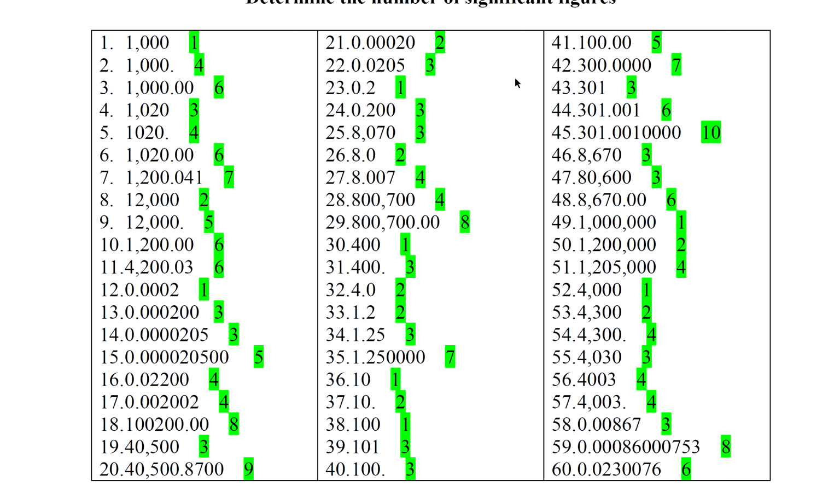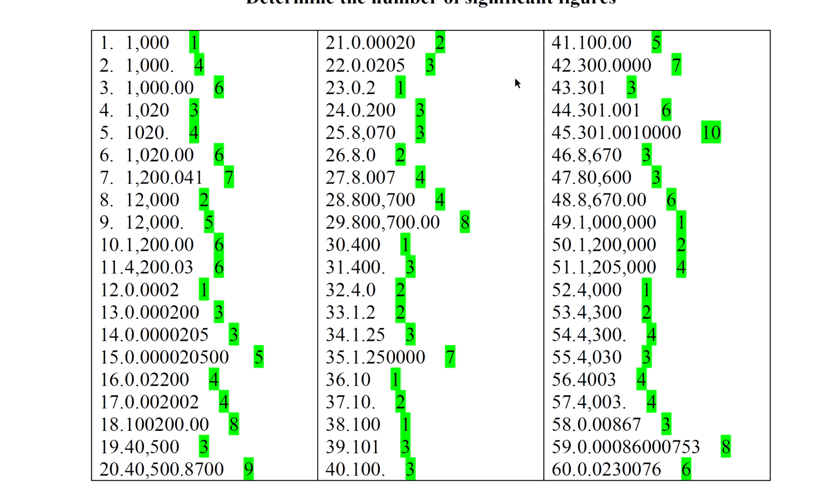For question 24, we have 3 significant figures. The number is less than 1. So all the zeros before the decimal point are not significant. Question 25, we got 3 significant figures. Question 26, we have 2 significant figures. Because for 26, if we just wrote 8, we would have 1 significant figure. If you wrote 8 decimal point, 1 significant figure. We have 8 decimal point 0, so we have 2 significant figures.